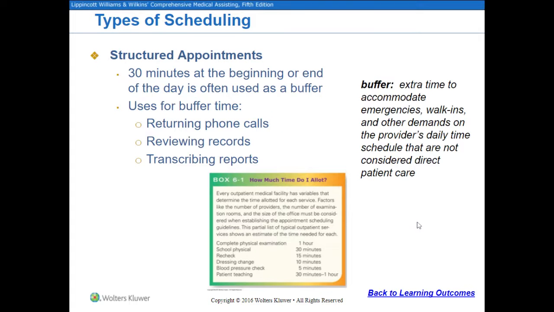All right, so structured appointments. So buffer, that's the extra time that you have, maybe first thing in the morning, to do things that you need to do, right? Pulling your charts, returning phone calls, anything that is not as easy to do once the patients start rolling in. That is what your buffer time is for, right? So if your first patient is seen at 9, you all may be scheduled to come in at 8:30 or even 8 o'clock if you all have an hour buffer time, right?